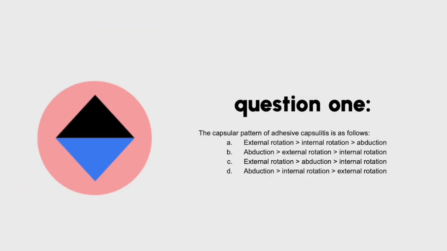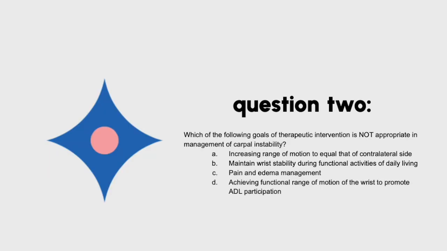Question 1, the correct answer here is C. The capsular pattern for adhesive capsulitis would be that external rotation is going to be limited more than abduction, more than internal rotation.